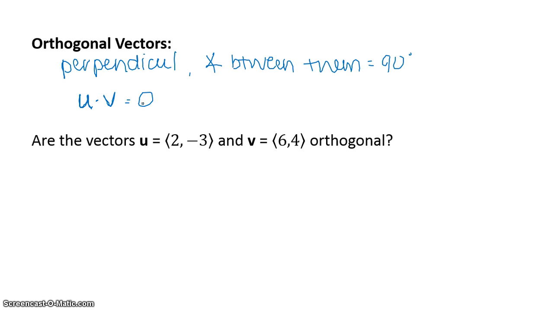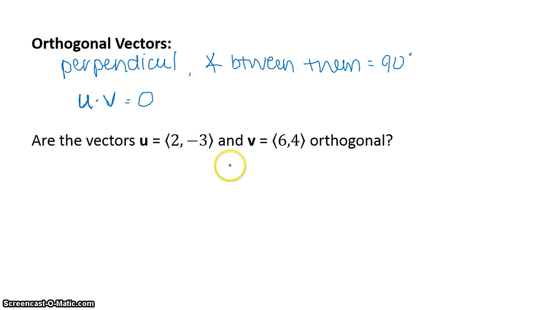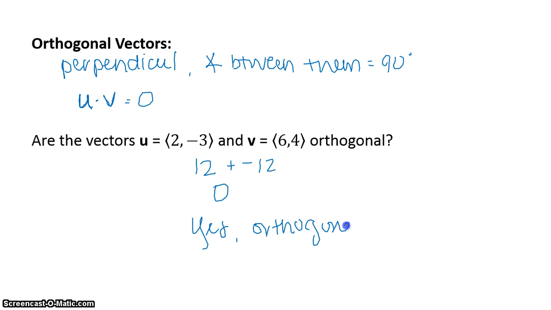Because if I was trying to find my angle between, I would have that dot product on top. If that number is 0, then down here I'd be doing cosine inverse of 0, which happens at 90 degrees. So are the vectors orthogonal? Just find your dot product, which is 0, so yes, they are orthogonal.